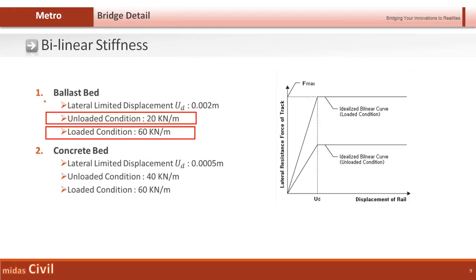So these properties given in this slide are according to the UIC code. The UIC code mentions that for a ballast bed, for unloaded conditions, we give 20 kilonewton per meter stiffness, and for the loaded condition, we give 60 kilonewton per meter stiffness. Similarly, for the concrete bed, for the unloaded condition, we give 40 kilonewton per meter, and for loaded, when the train load is coming over a portion of the bridge, we change it to 60 kilonewton per meter.